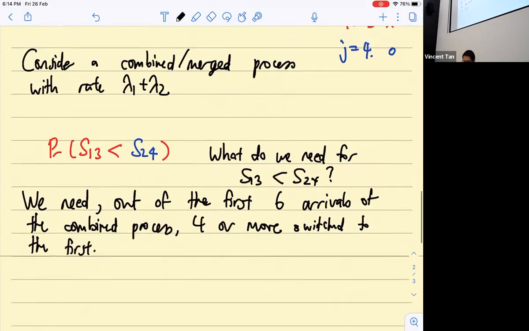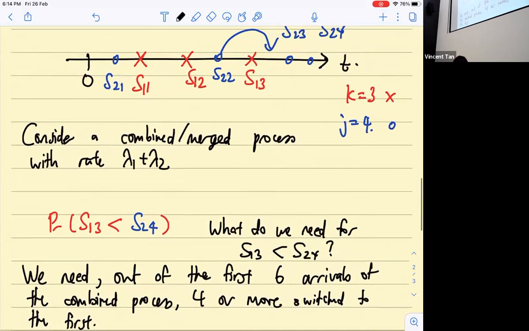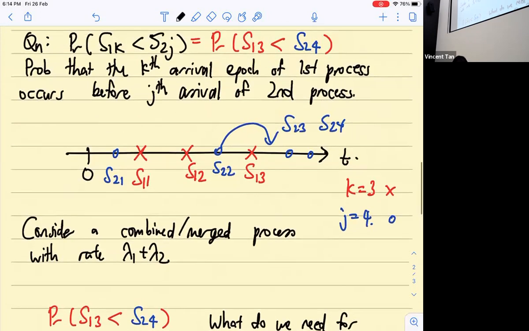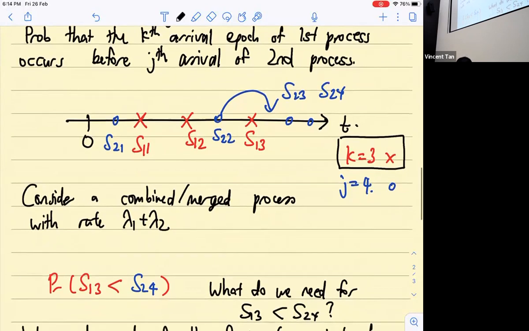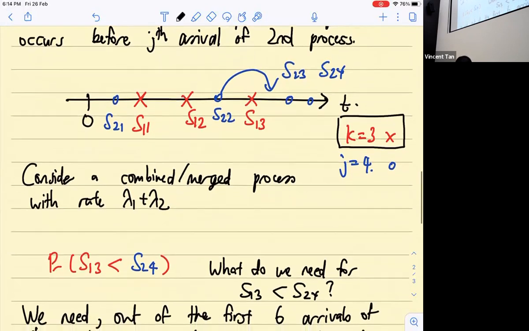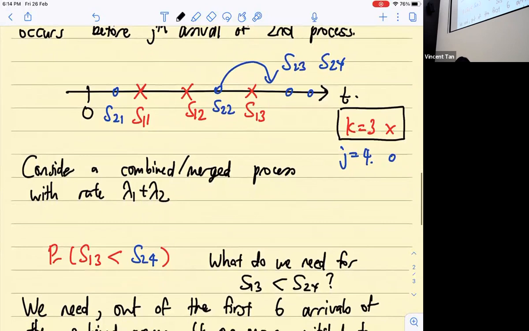So 4 or more should be switched to the first process. And the first process is the one that is indicated by this. Okay. So let us see whether this is correct.